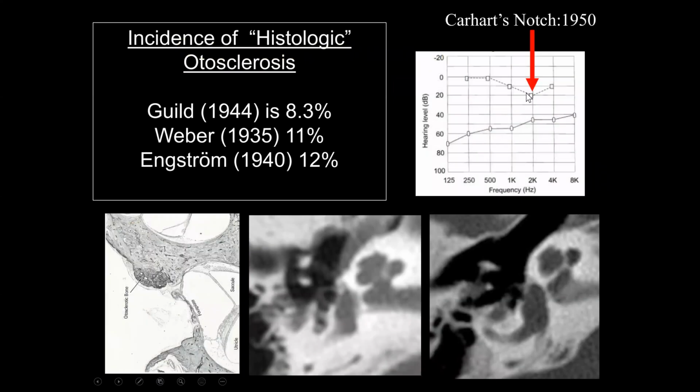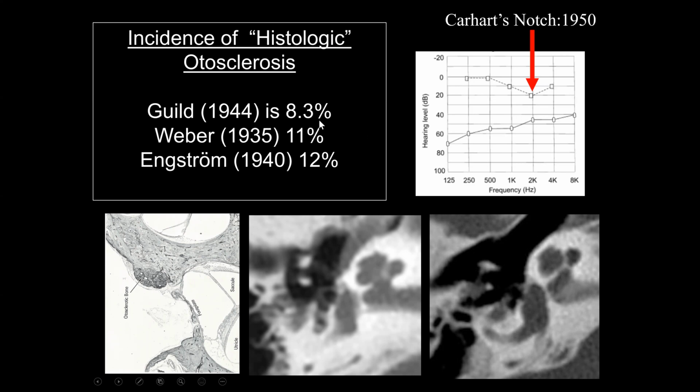So I mentioned Carhart's notch earlier. This was described in 1950. But as our CT scans have gotten better and thinner, I'm starting to see small focal areas of rarefaction involving the fissula and fenestra that do not correlate with conductive hearing loss. So I went back and looked at the literature years ago, and it turns out that the incidence of otosclerosis is somewhere around 10%.